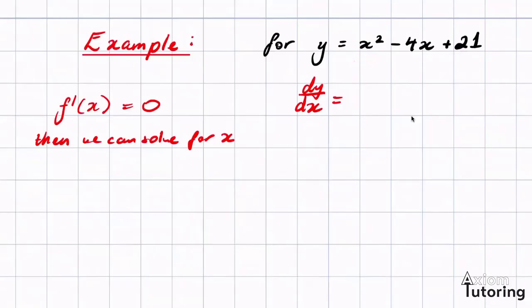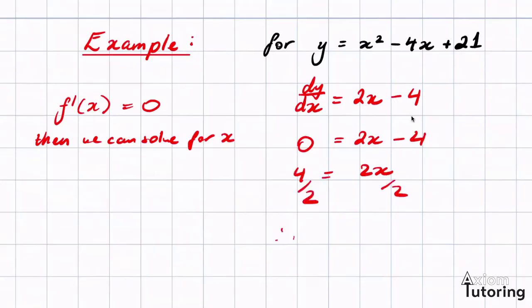So if we differentiate x squared, we get 2x. If we differentiate minus 4x, we get minus 4. And if we differentiate 21, we get nothing. So dy over dx is just equal to 2x minus 4. We equate that to 0. And then we solve for x. So hopefully you can see that I can bring the 4 to the left there, divide by 2. And so x is equal to 2. So that's our x-coordinate for our stationary point.